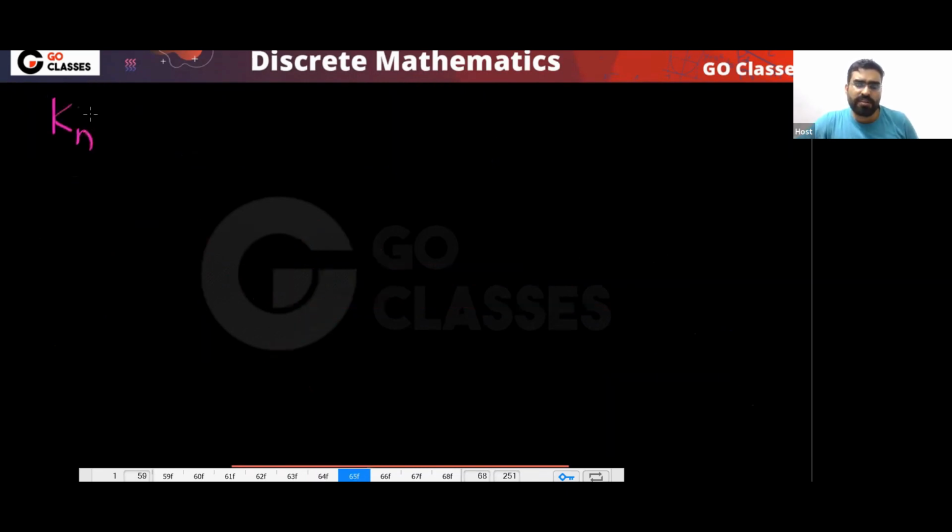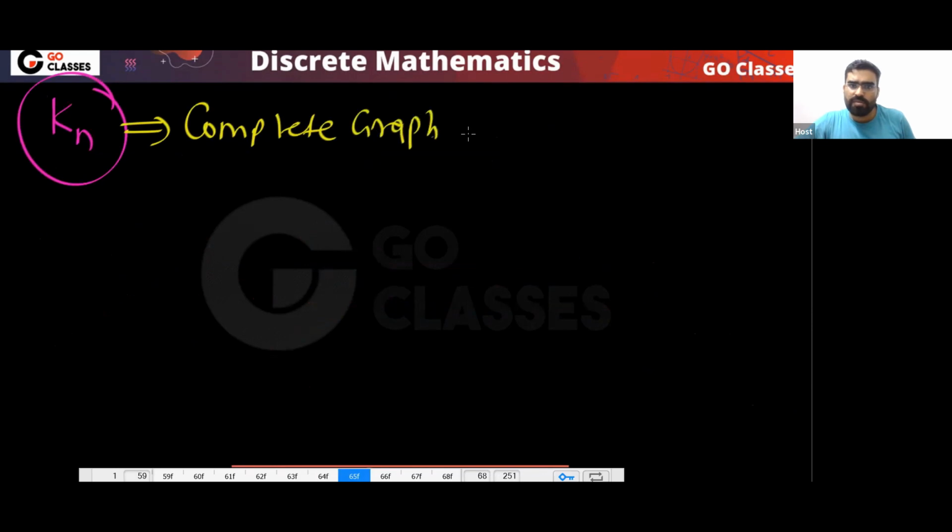So remember for Kn, because this is a complete graph, this is your complete graph on n vertices. So here, what is the vertex cover? Minimum vertex cover. You need n minus 1 vertices.